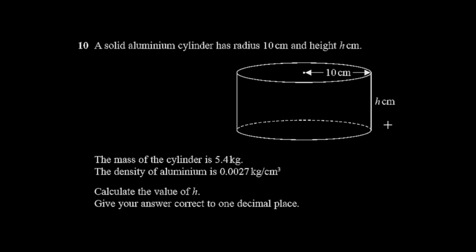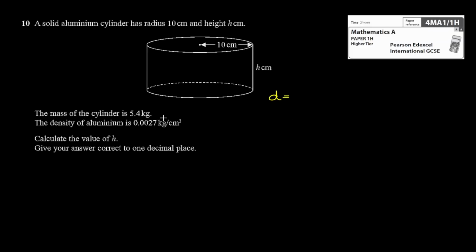Right, so what can we say? Well, remember the density formula. Density is given by D equal to the kilograms on the top, so this is the mass, divided by the volume. So let's first of all work out the volume. The volume of a cylinder is pi r squared multiplied by h. So in this case, this is equal to pi multiplied by 100 multiplied by h.